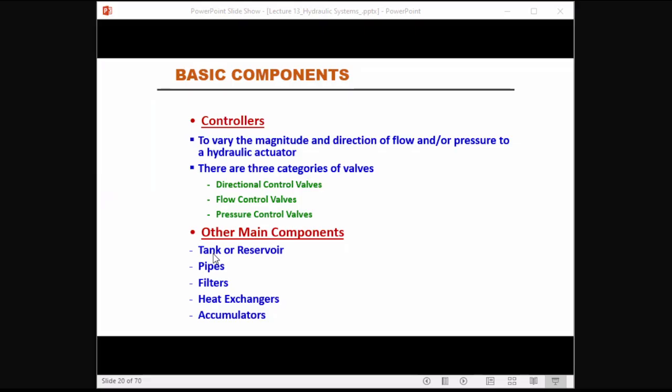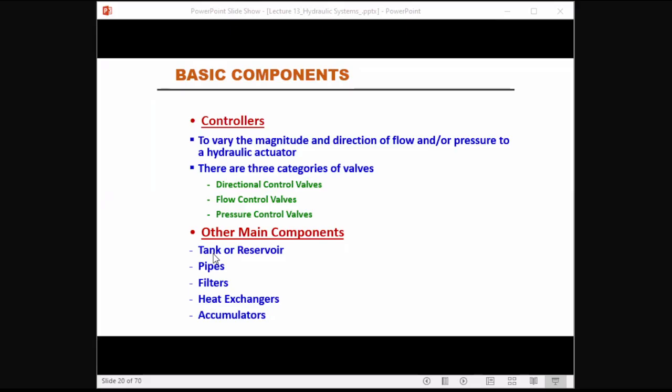නැත්නම් reservoir එකක් ඕනේ. And also pipes, filters. Using filters we can filter dust and metal particles in our fluid.